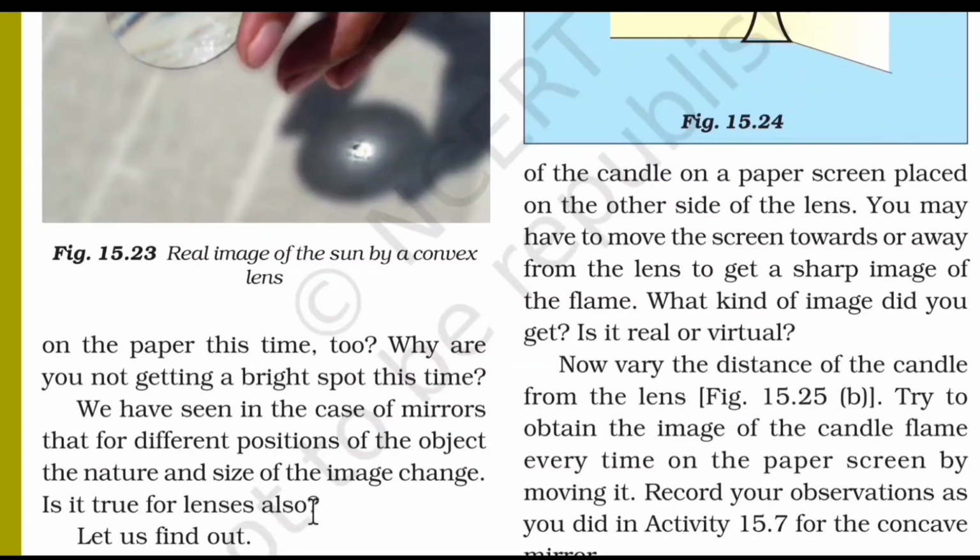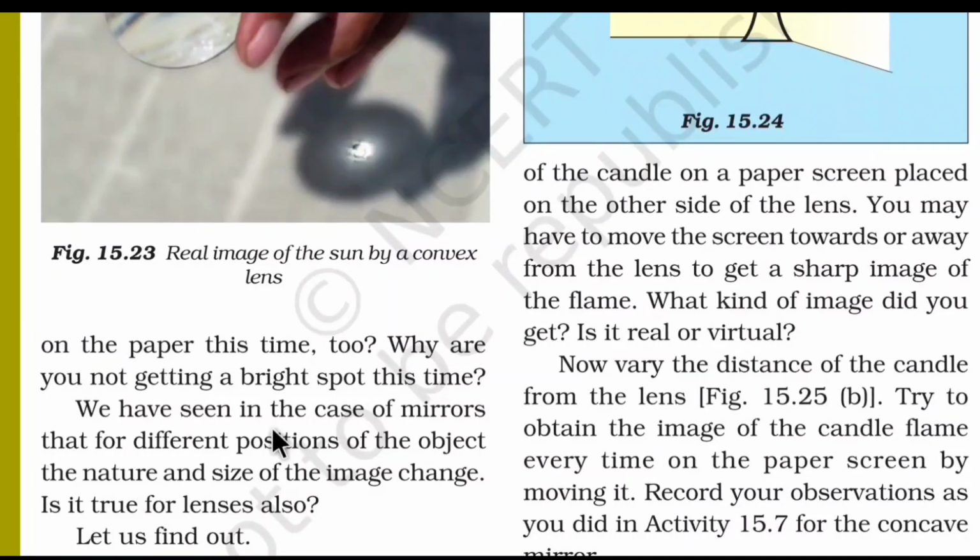Is it true for the lens also? Yes, it is also true. The same cases that we got for the concave mirror will appear for the convex lens. So mind it, students, all the cases that we got for the concave mirror will appear for the convex lens. And of course the other is also analogous: the convex mirror will be analogous to the concave lens.